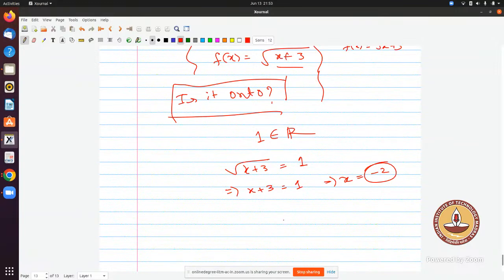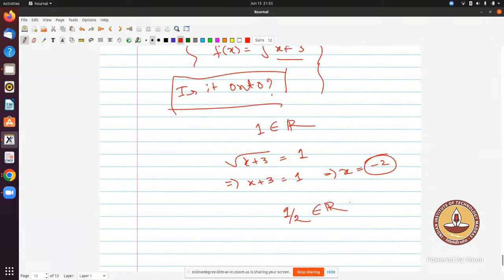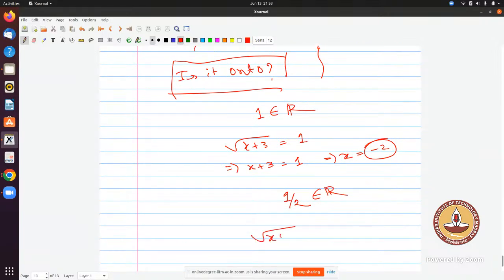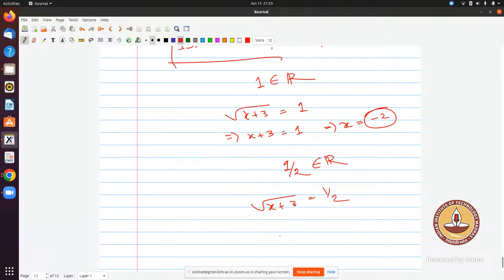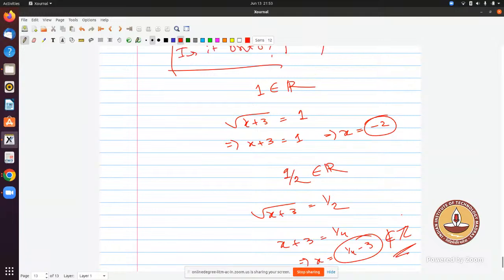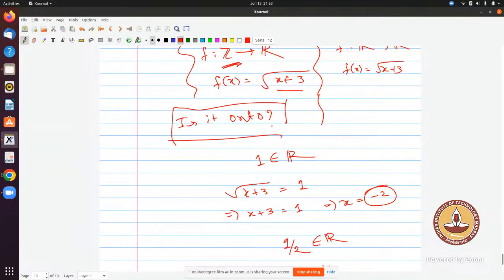Now, if instead of 1, I take 1 by 2, what happens in that case? This is also a real number. Can I get a solution for this? x plus 3 is 1 by 2, and x is 1 by 2 minus 3. So this is not an integer, right? So this is not inside the domain if my domain is Z. So if my domain is Z, then 1 by 2 does not have a pre-image.